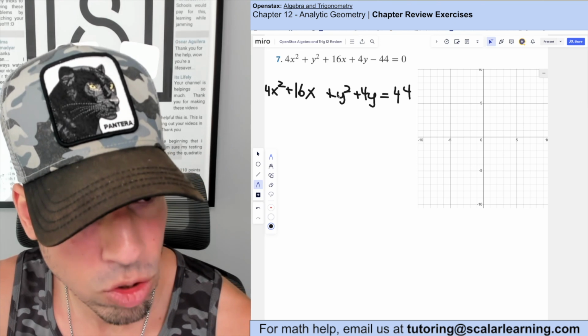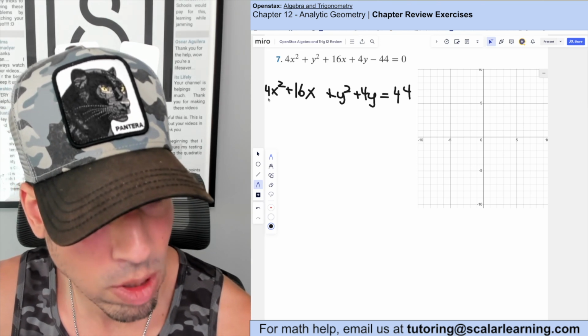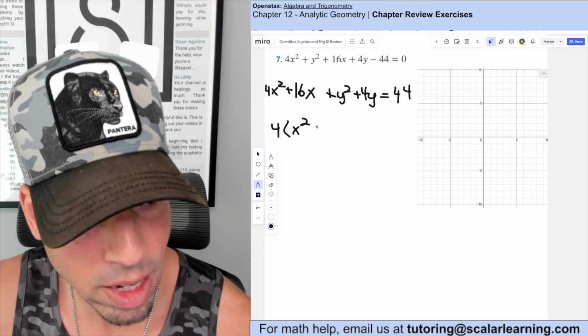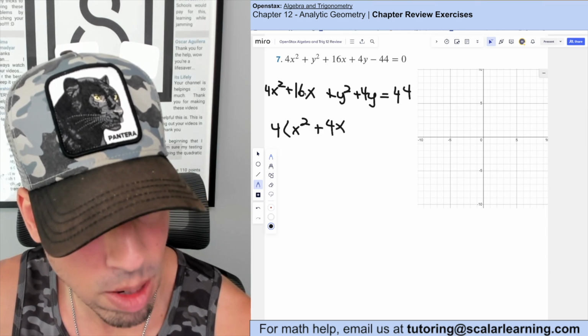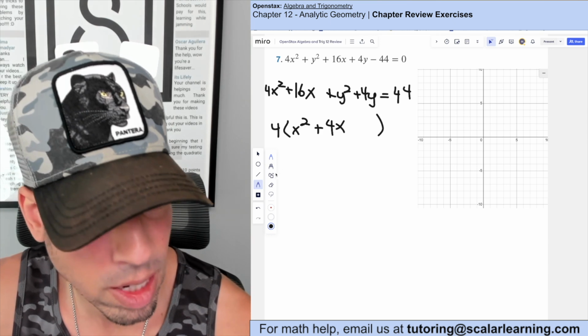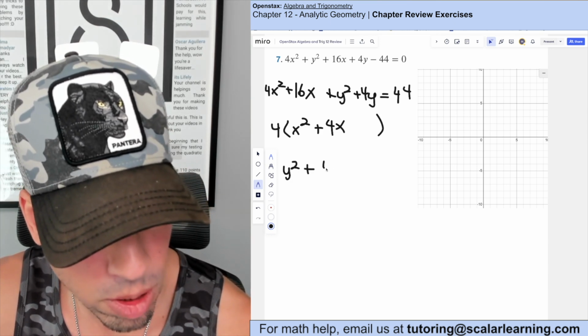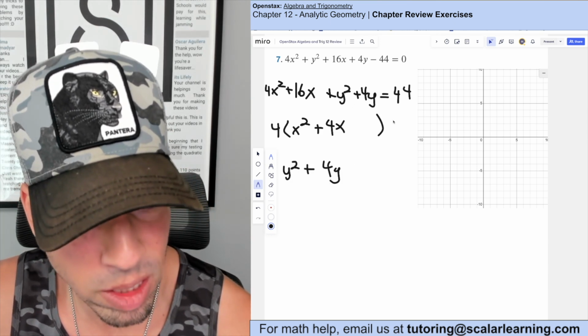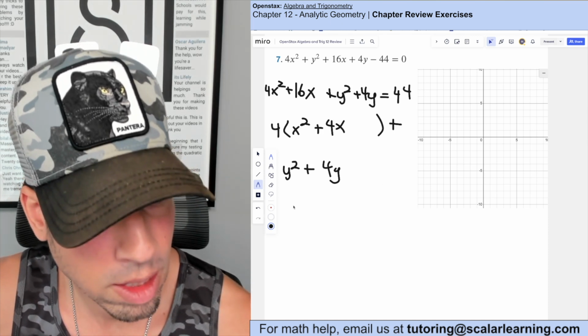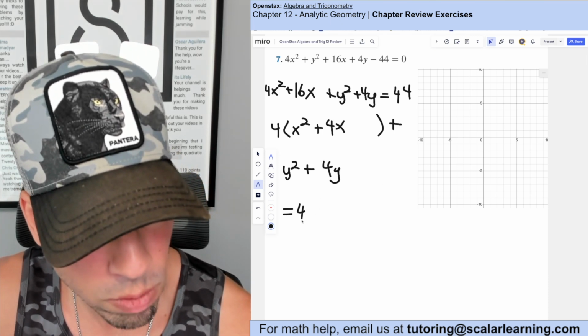Now we want to complete the square. Before we do that, we have to factor out that leading coefficient of 4 here. So I'm going to say 4, and then we got x squared plus 4x, right? Divide both of those by 4. Let's leave those in parentheses. This is fine as is. Y squared plus 4y. Notice I'm having to break this up a little bit by lines, but it's all good. It'll still look good. And then last but not least is going to be equal to 44.